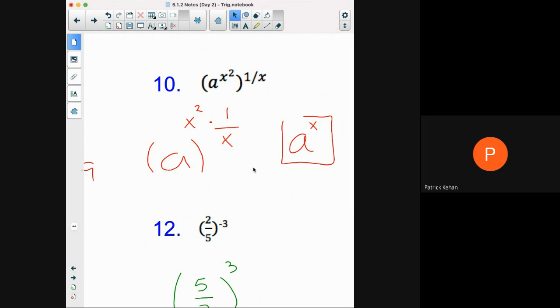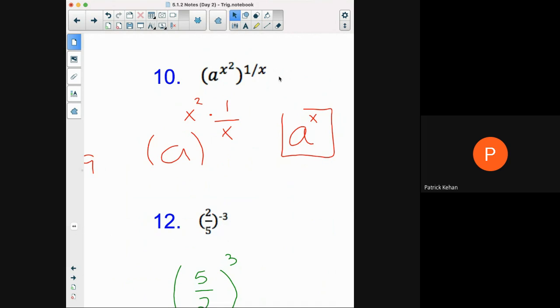So basically, what I just did was I rewrote our expression here to make this 1 over x look more like a fraction, but also to highlight the property that we have to use here, right? So we have a power raised to an exponent. So we're going to multiply the 2 exponents together. So it's x squared times 1 over x. The x's are going to simplify. And then I'm just left with a to the x times 1, or just a to the x, right? So definitely complicated, but we can simplify it in one step.